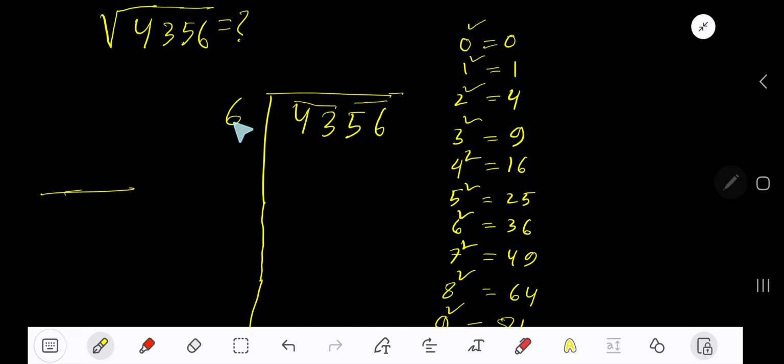6. So since you have placed here 6, the same digit will come above the divisor, above the dividend, that is in quotient side. 6 times 6, 36. If you subtract, then you are getting this. You are getting 7. Bring down the next pair, 56.